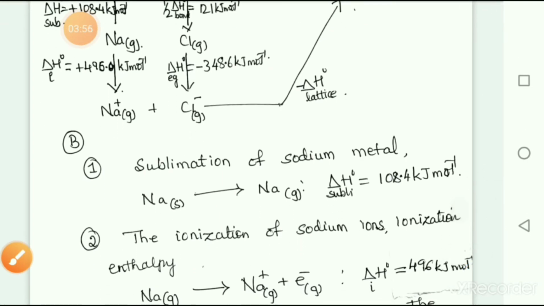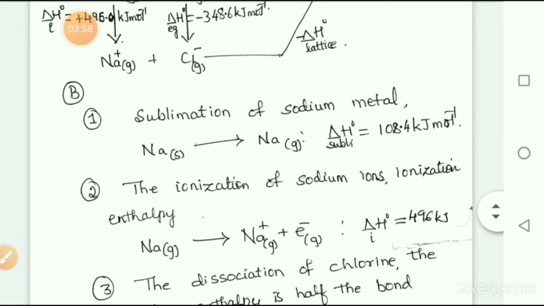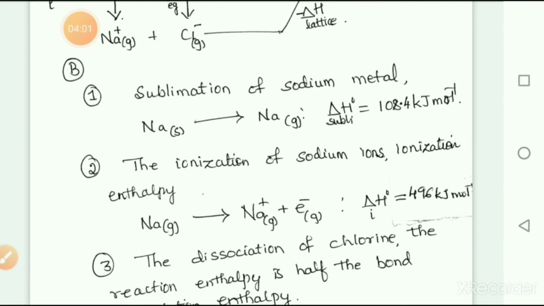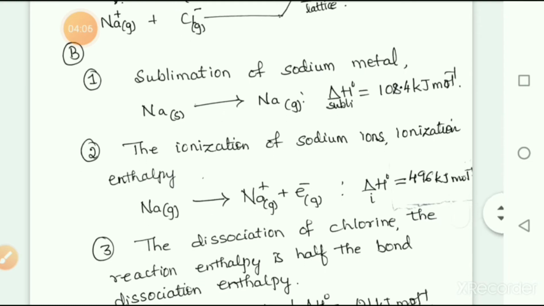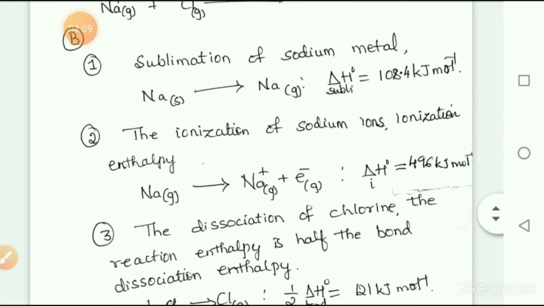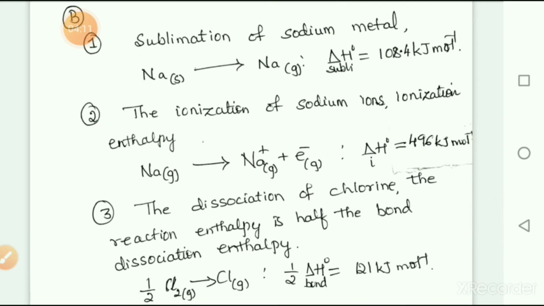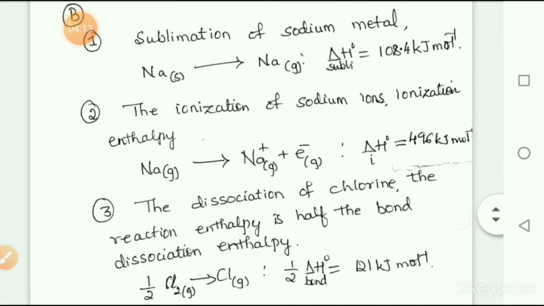The first process, what is it? Sublimation of sodium metal. Sodium metal sublimes to give sodium in the gaseous form, and the enthalpy of sublimation is 108.4 kilojoules per mole. The second one is the sodium gaseous atom.